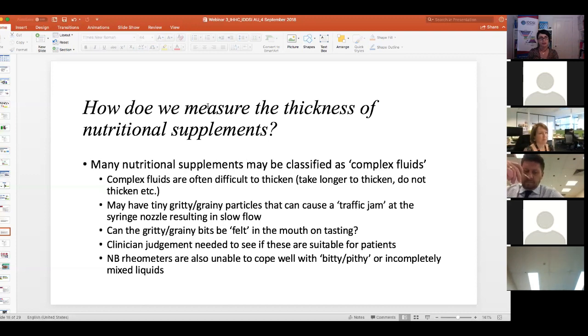It may in fact be that those gritty or grainy bits can be felt in the mouth on tasting, so we need clinician judgment to see if they're actually going to be suitable for patients. The other thing to bear in mind is that rheometers are also unable to cope with those bitty, pithy or incompletely mixed liquids. So this isn't just a problem for the flow test, it's also a problem for rheometers, and it tells you that the liquid is not a homogeneous liquid. And you need to work out whether or not it's suitable for someone with swallowing difficulties.